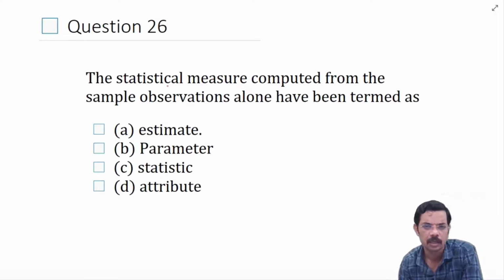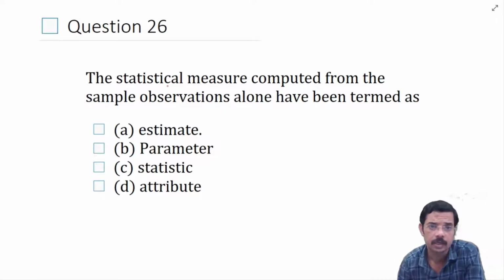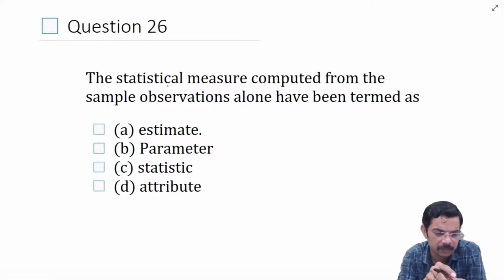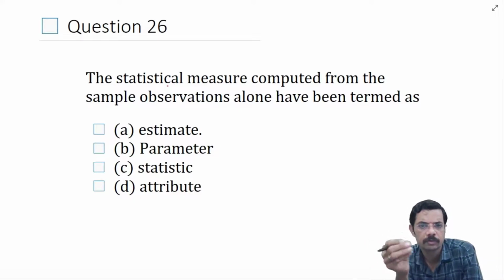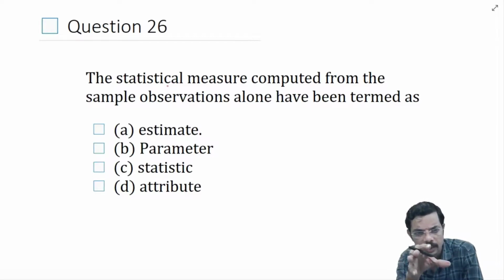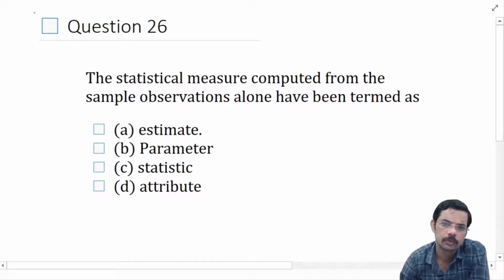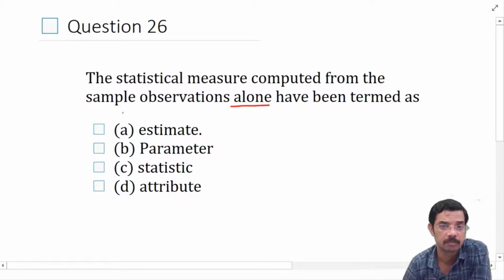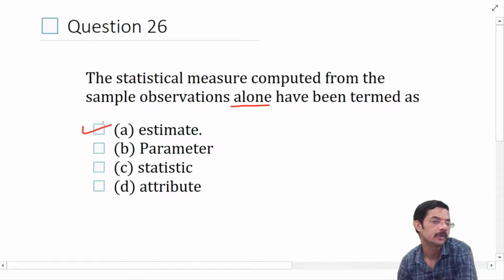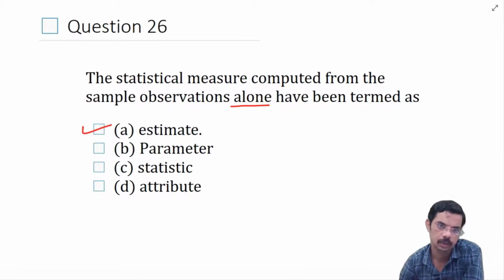Okay, for example, with large data, we may not take all the observations, but we'll take some sample. The information from the whole country we cannot collect easily. So we may collect from a certain region, analyze it, and extend it towards the whole country. The statistical measure computed from sample observations alone can be called an estimate. It is just an estimate of the correct answer, not the exact one. Okay, next question is 27.